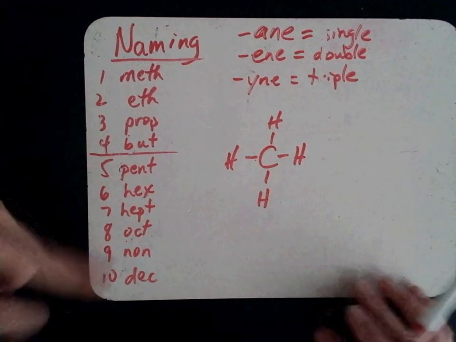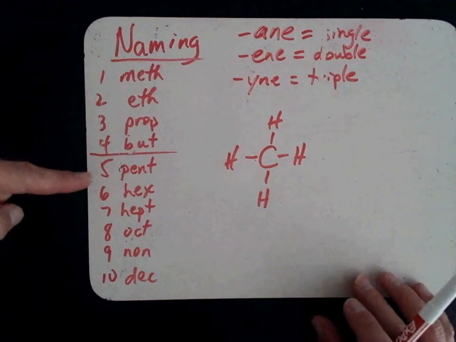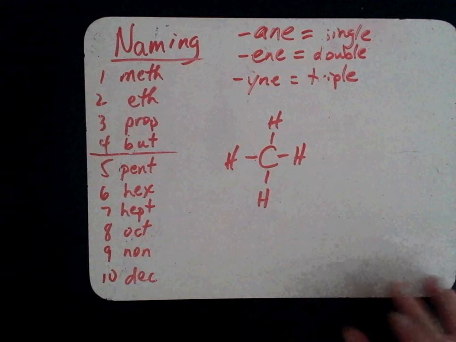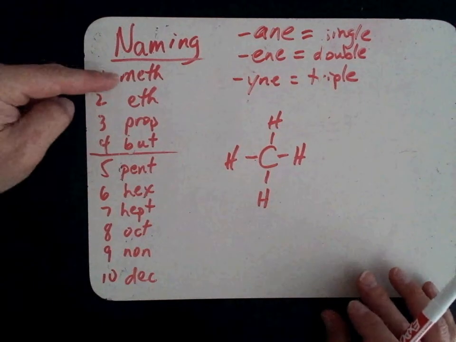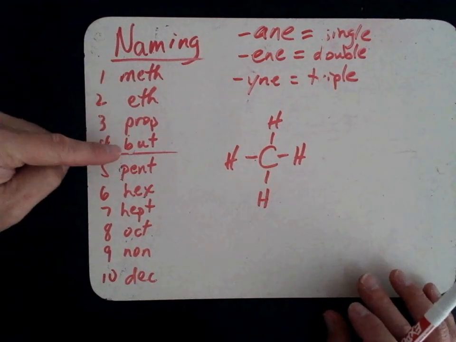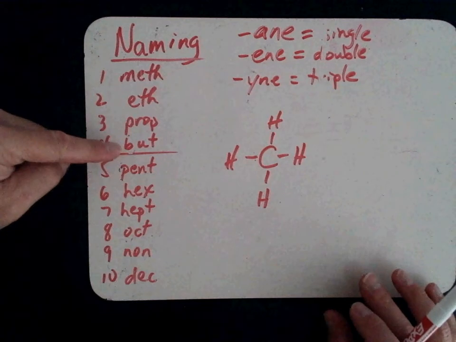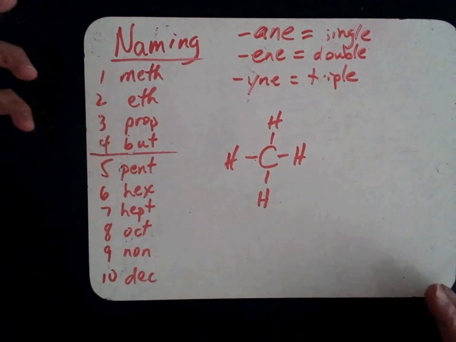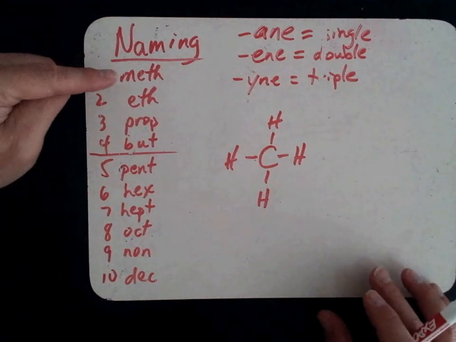So notice in this naming system, 5, 6, 7, 8, 9, 10 are things we've seen before. They're like geometry: pentagon, hexagon, heptagon, octagon, nonagon. We've done that. The first 4 are different. Meth, eth, prop, bute. Okay, and that's not but it's bute. And here's why. You've heard of methane, propane, butane. This is where the names come from.